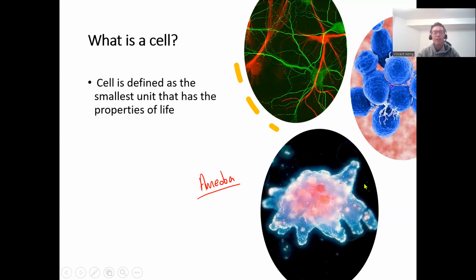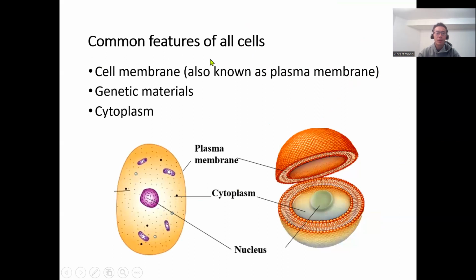But there are some features that are shared between cells. So here are three features that are common to all cells. The first one is that they all have a cell membrane that separates the living environment on the inside from the non-living surrounding. The cell membrane is also known as the plasma membrane. It's important for controlling what goes into the cell and what leaves the cell.